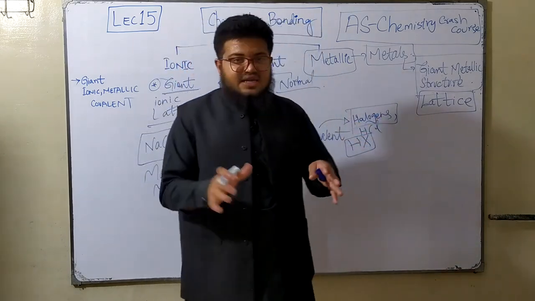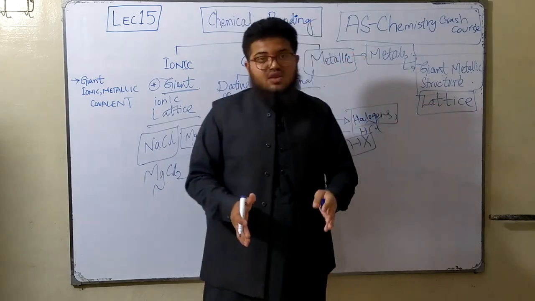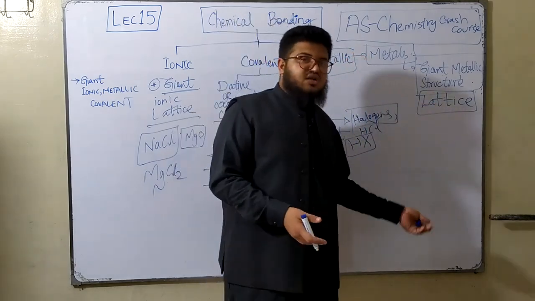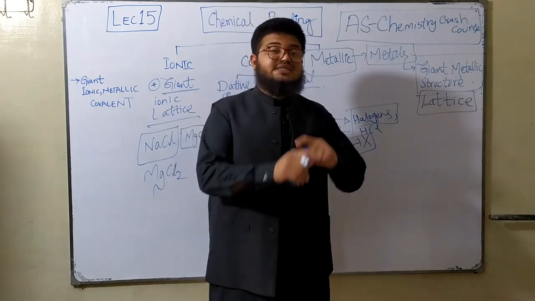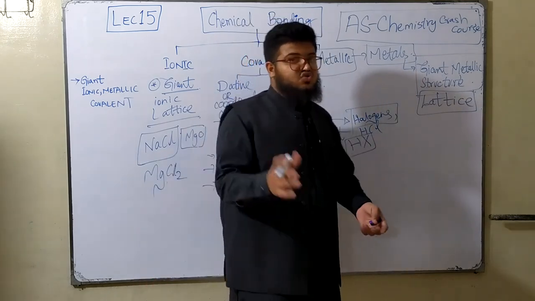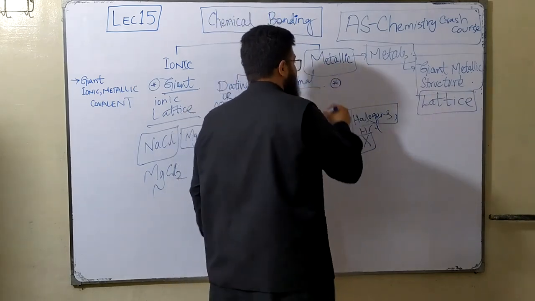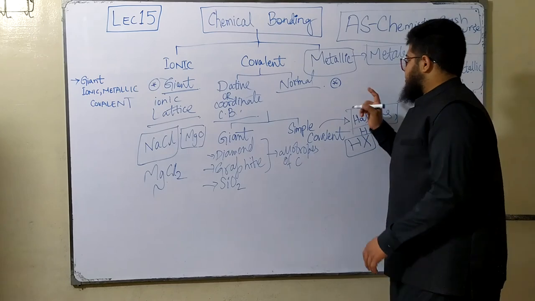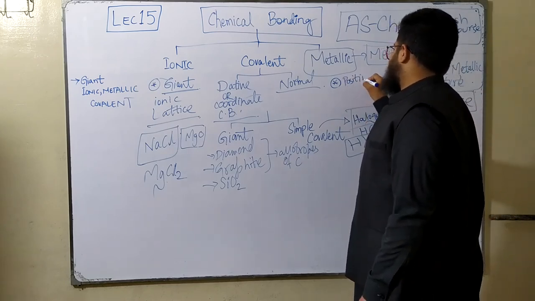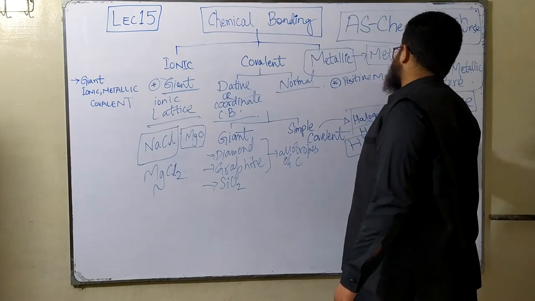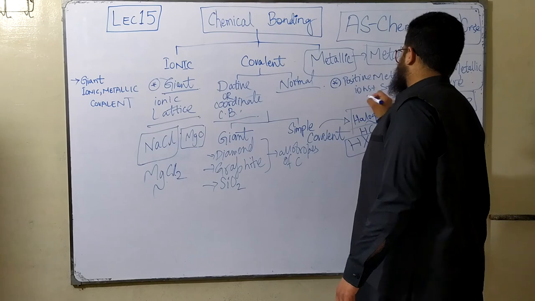Giant metallic lattice. Now apart from that, if you are asked to explain what metallic bonds actually are, they are basically a force of attraction between positive metal ions and a sea of delocalized electrons. You have already learned about that in your O levels as well, and the same applies here: a force of attraction between positive metal ions and the sea of delocalized electrons.